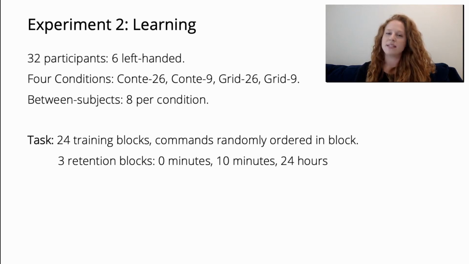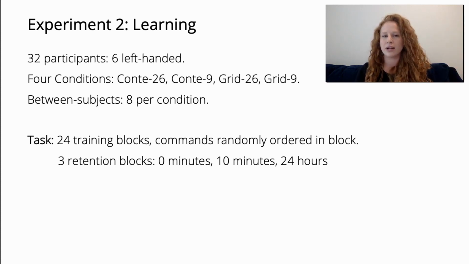The study was between subjects with 8 people per condition, and the task was there were 24 training blocks where participants would play the game. Blocks had different speeds, which we elaborate on in the paper, and within one block, each command fell from the top to the bottom in random order.